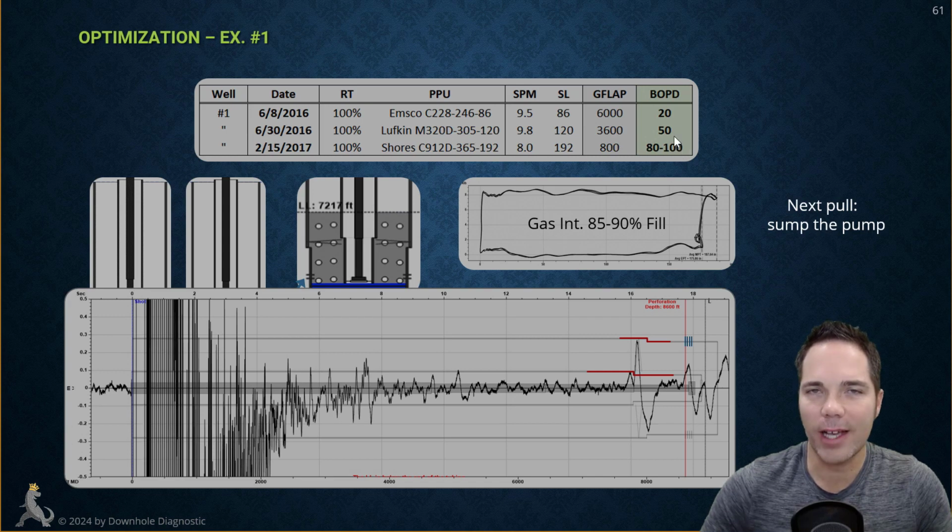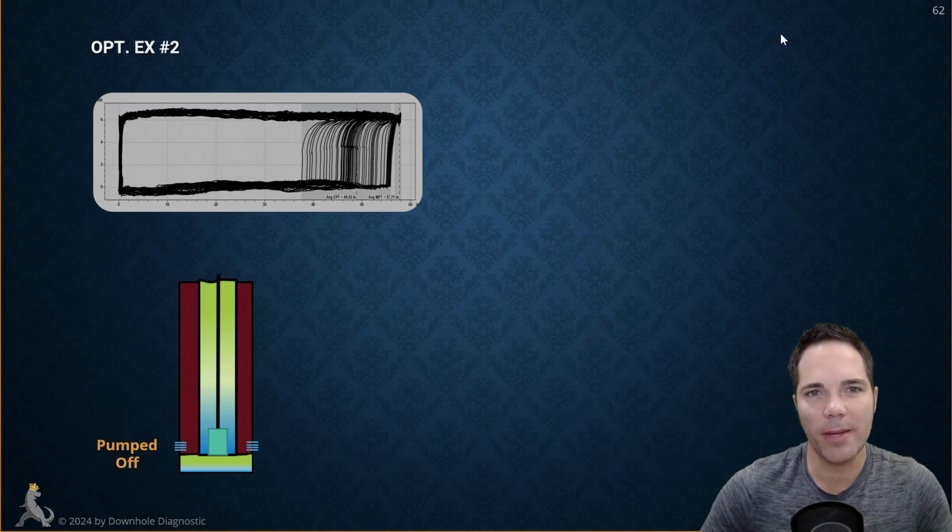So basically 5x. So by getting feedback, and then we had some gas interference, we came up with a plan, we sumped the pump, okay? We continued to make adjustments to the well. We were able to stabilize that production 5x higher. So pretty amazing, pretty good well, and that's potentially why they became one of my best customers.